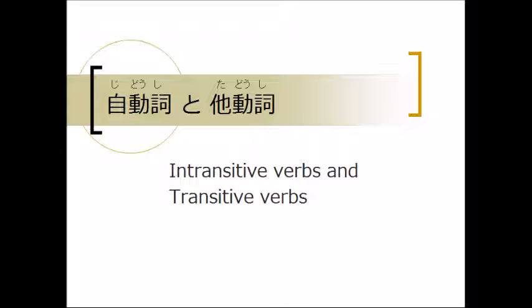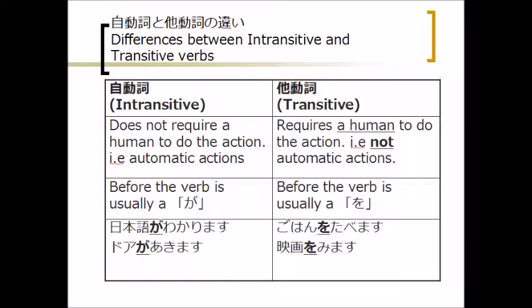Okay, so let's start. Let's first talk about the difference between jidoshi and tadoshi. Jidoshi to tadoshi no chigai. Why is it called a jidoshi? For those who are Chinese literate, you know that jido is 自动, something that is automatic, that does not require a human to do the action. These are all automatic actions.